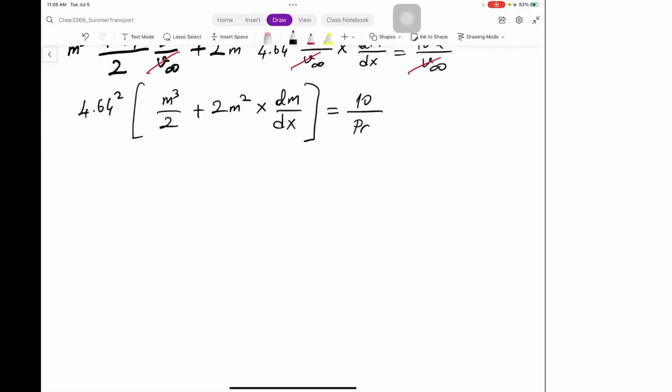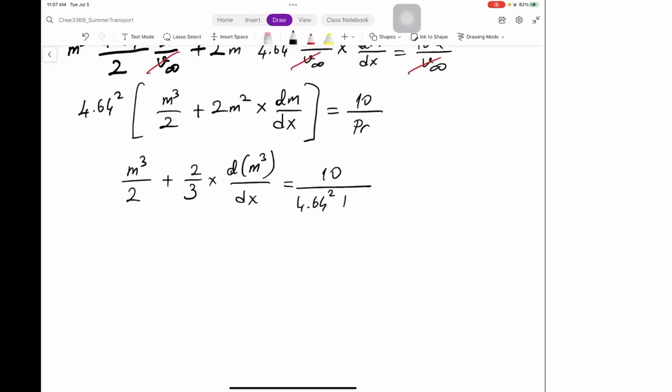Okay, and then you get m cubed over 2 plus, instead of m squared dm over dx, you take the derivative of the m cubed, so you get 2 over 3 x d m cubed over dx, right, is equal to 10 over 4.64 squared Prandtl number.